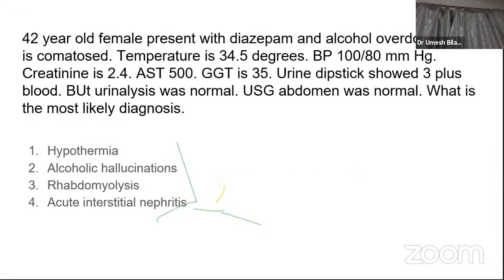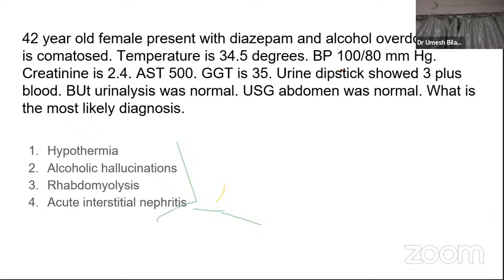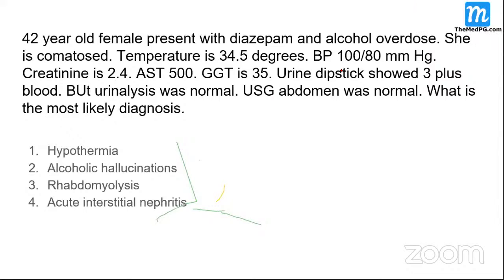A 42-year-old patient has a diazepam and alcohol overdose. The patient is comatose. Temperature is 34.5 degrees centigrade. What is the normal body temperature? 37.6. 34.5 means? What do you think: hyper, hypo, normal? Hypo. Yes, that is hypothermia.